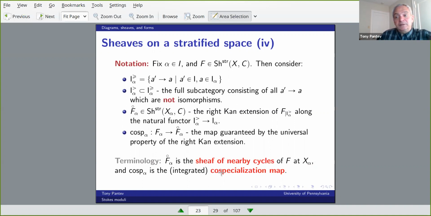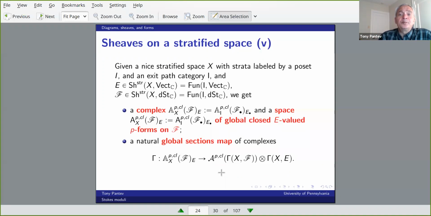So if you have one of these constructible sheaves, which is really a diagram on the exit path category, you get immediately the full package. You get the local systems on the strata, and for each stratum you get nearby cycles, and you get the co-specialization map. And so in this situation, we have a disk and a point. This recovers the usual nearby cycles. Yeah. It recovers the usual nearby cycles for spaces, or complexes of vector spaces, or anything that's stable.